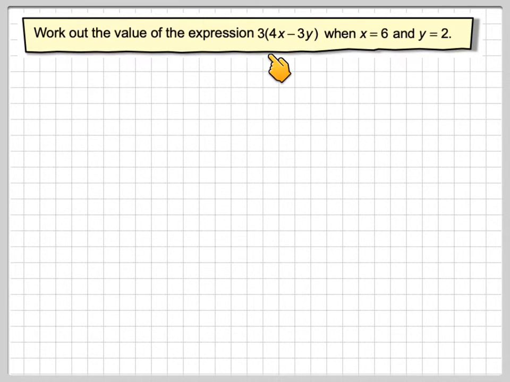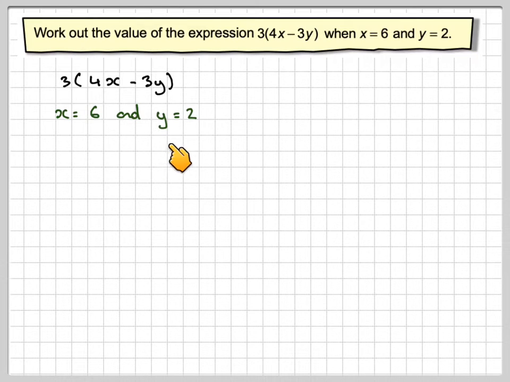Work out the value of this expression, 3 brackets 4x minus 3y, when x is 6 and y is 2. So there's the expression. We know that x is 6 and y is 2, so we need to substitute values in instead of x and y. So it's going to be 3.